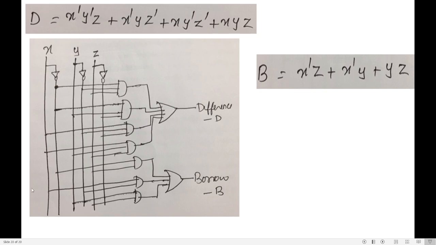What is the first term? X bar Z. So this is my X, this is my X bar. From this X bar wire I take a wire, and from Z I take a wire. So this is X bar Z. Similarly, draw all 3 AND terms, which are connected by an OR gate. So I get the borrow. This is how I have designed a full subtractor circuit. So we have constructed the equation for the full subtractor using K-map and drawn the logic diagram.